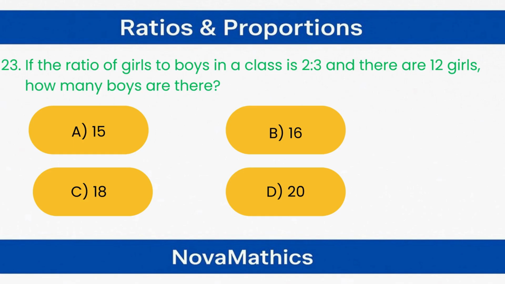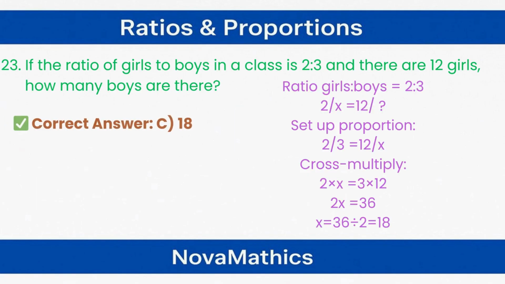23. If the ratio of girls to boys in a class is 2 to 3 and there are 12 girls, how many boys are there? 2 parts are 12 girls. 2 times 6 equals 12. So 3 times 6 equals 18 boys.